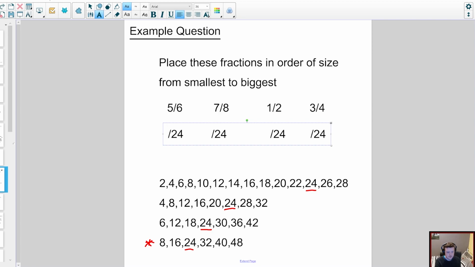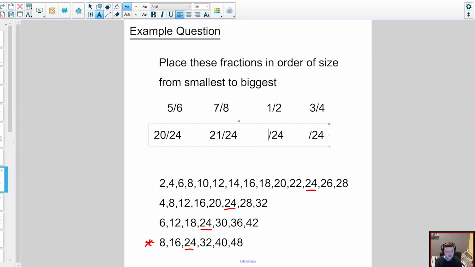3 8s, 1, 2, 3 is 24. And so 3 times 7, because we do the same to both sides, 3 times 7 is 21. So it's 21 out of 24. 6, 1, 2, 3, 4 6s is 24. So 4 5s is 20. Okay? Hopefully you're following along with what I'm doing. If not, that's okay. Go back to the video, have a go again. It will click, you look at it and go, oh, right, is that all it is?